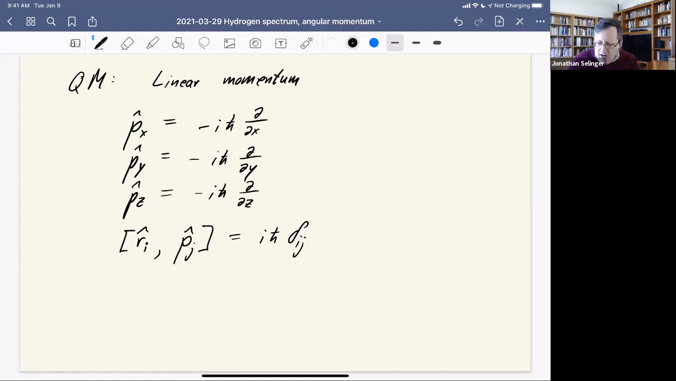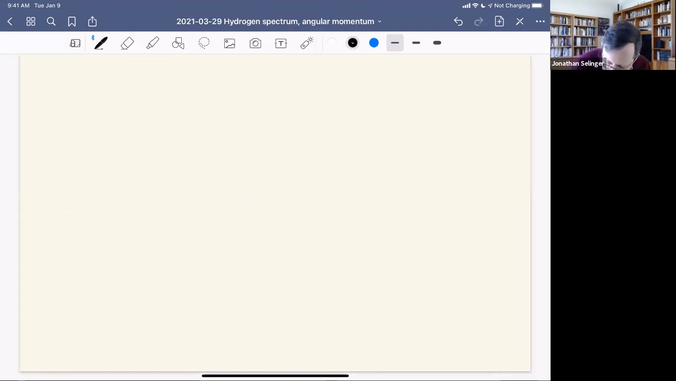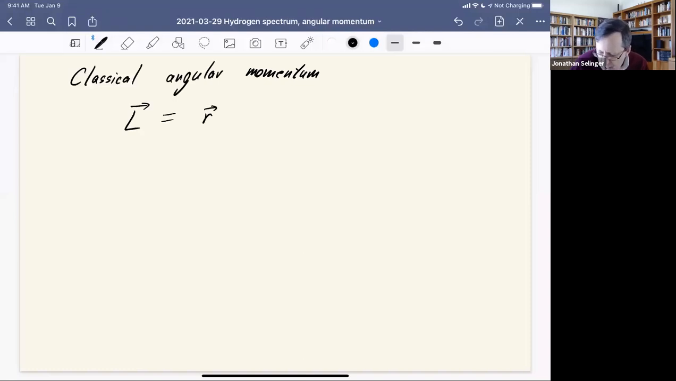Okay, so now let's see about angular momentum. Classically for angular momentum, as I said, there's this cross product, right? That the angular momentum is R cross P. And so this is a vector equation, a cross product equation.